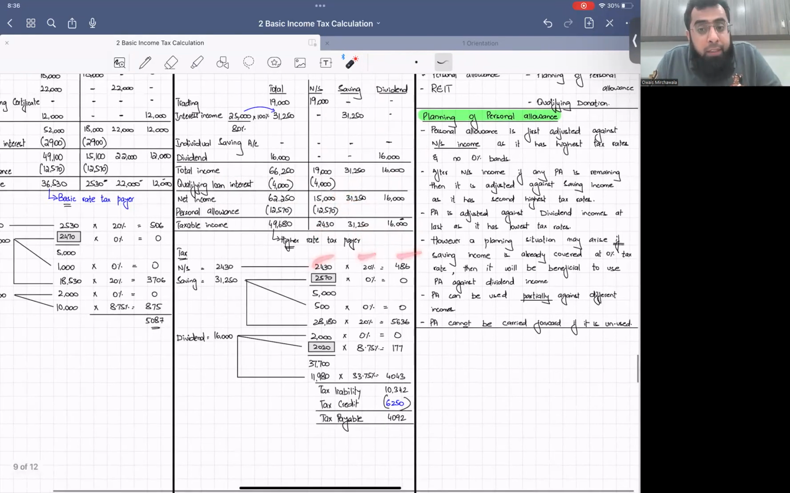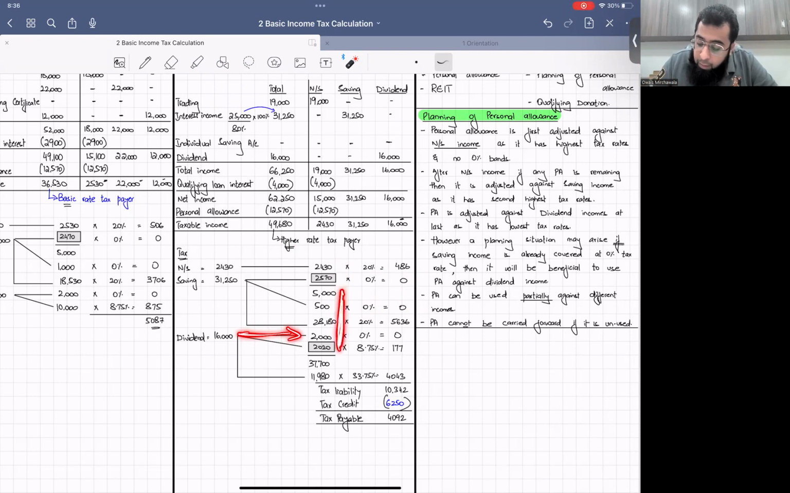2,430 at 20%. So it's 486. Saving income in first 5,000. If it lies, the rate is 0%. So 2,570 at 0%, this gives us 0. Since we are a higher rate taxpayer, so 500 at 0, and remaining saving income at basic rate band. Dividend income, we find out remaining space in basic rate band and the remaining dividend charge.